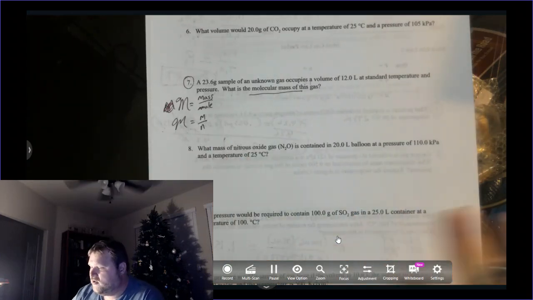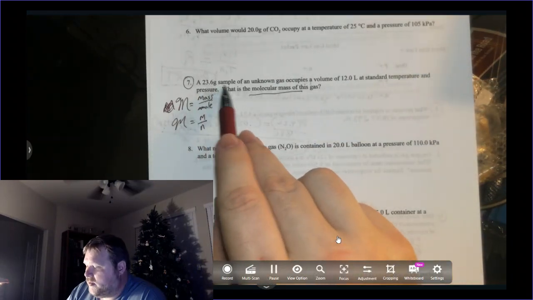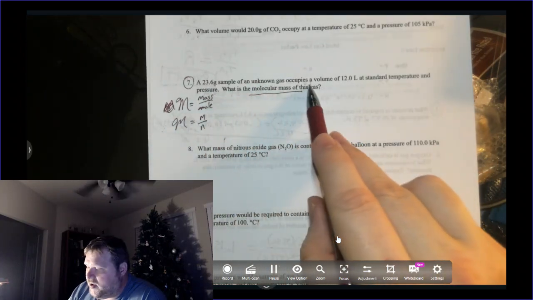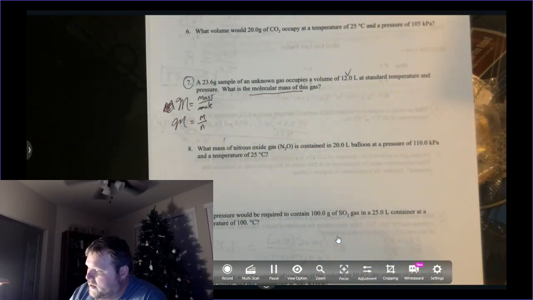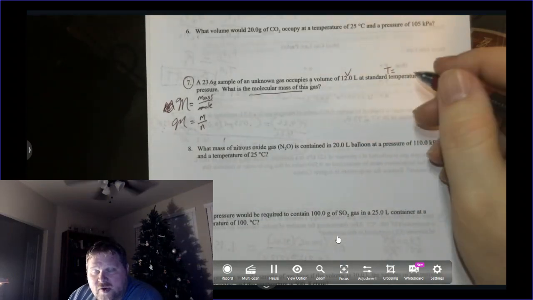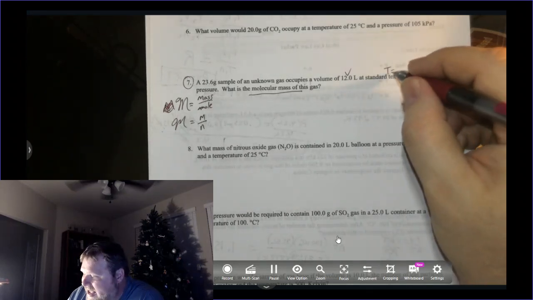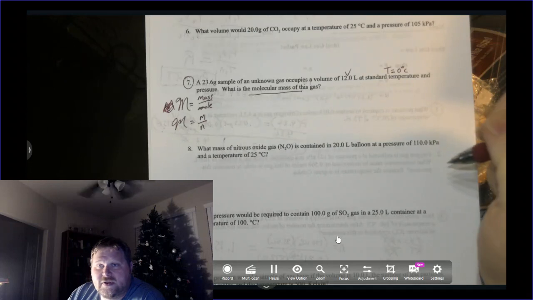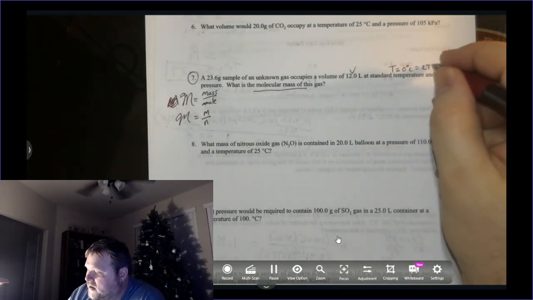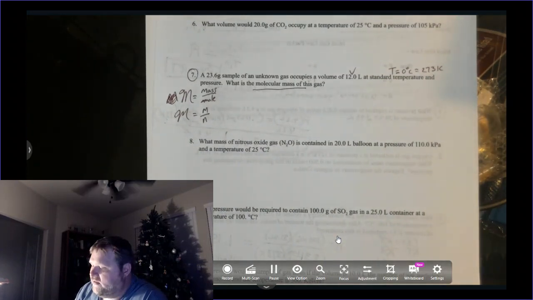All right, so let's get to the PV equals nRT part of this. A 23.6 gram sample, well, that's not helpful for PV equals nRT, so I'm going to move on past that, occupies a volume, so there's my V, at standard temperature. We just talked about standard pressure. Standard temperature for gases is 0 degrees Celsius. That's just what it is for gases. And so, of course, if we convert that to Kelvin, it's 273. So anytime you see standard temperature, 273 for gases.